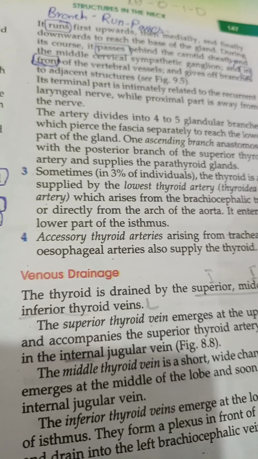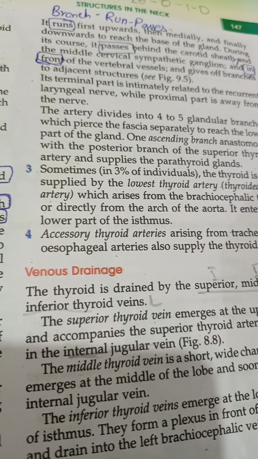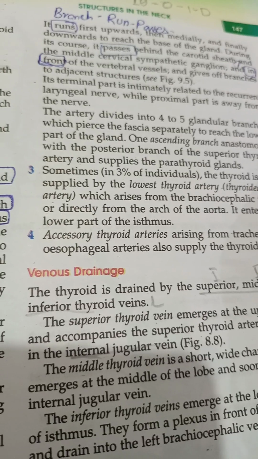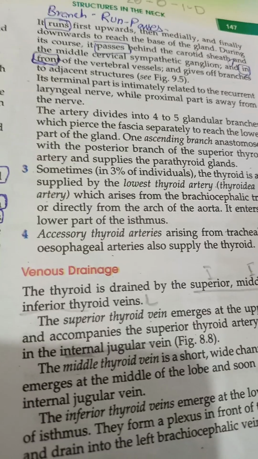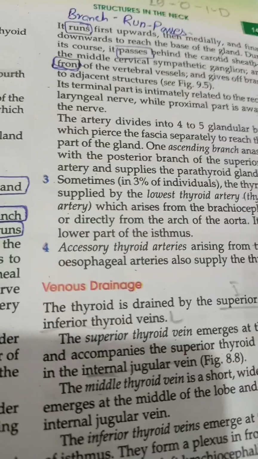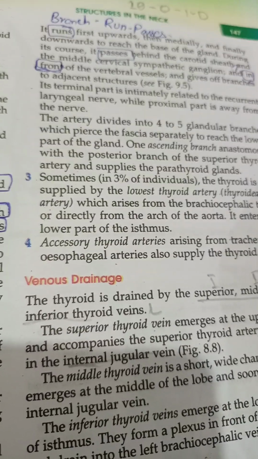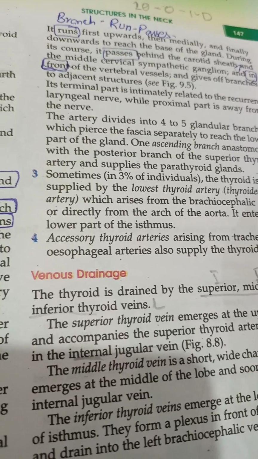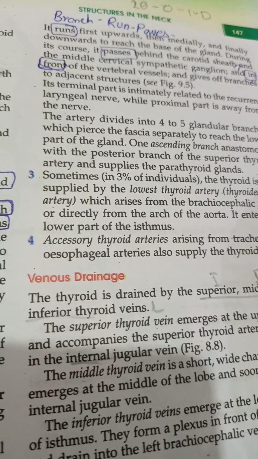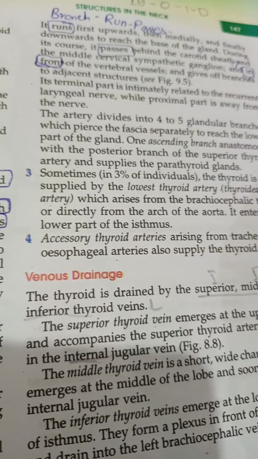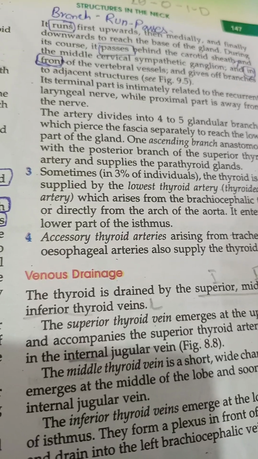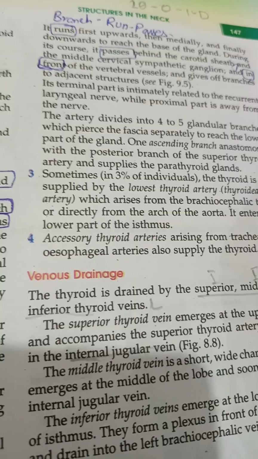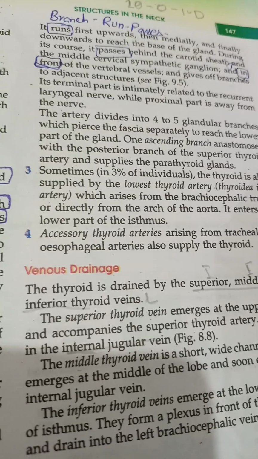During its course, it passes behind the carotid sheath and the middle cervical sympathetic ganglion, in front of the vertebral vessel, and gives off branches to the adjacent structures. It runs first upward, then medially, and finally downwards to reach the base of the gland.